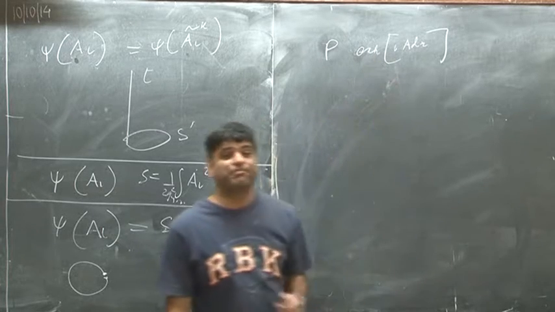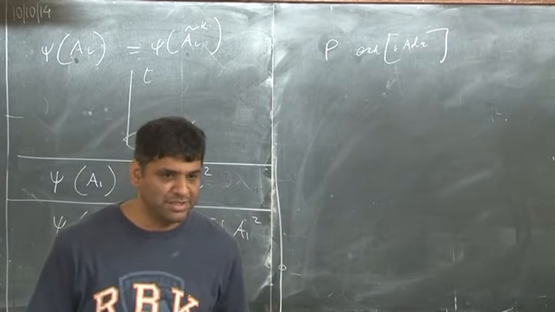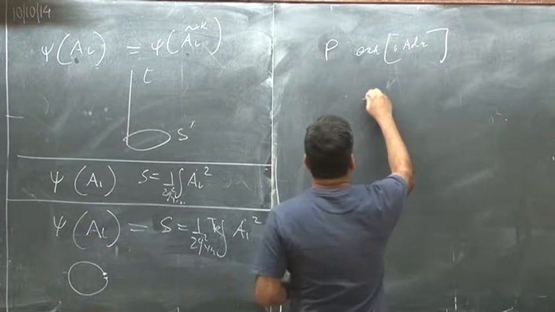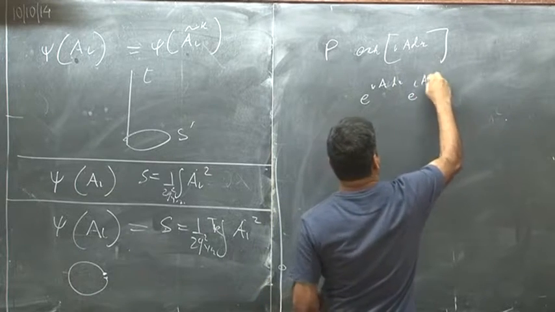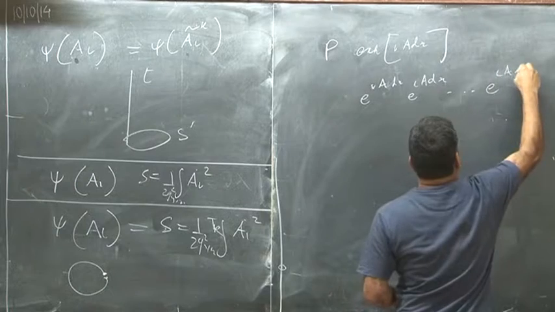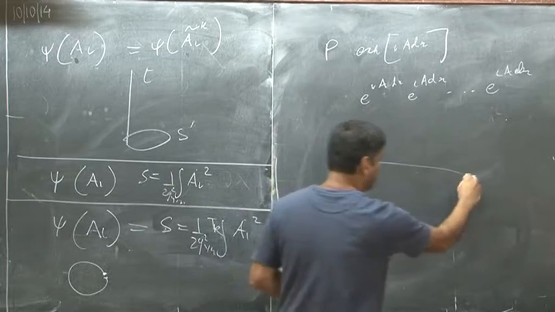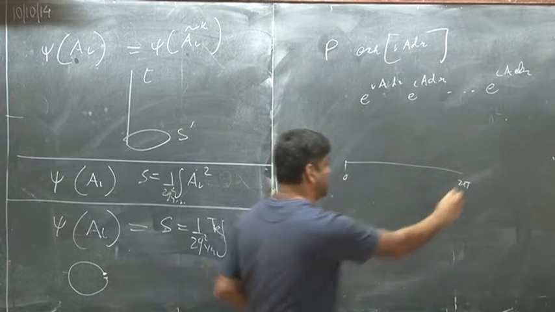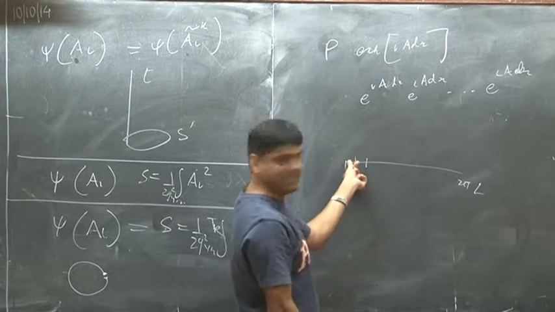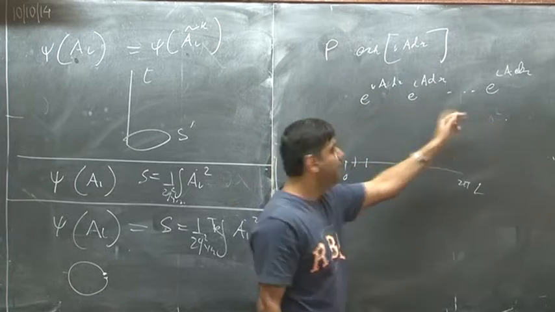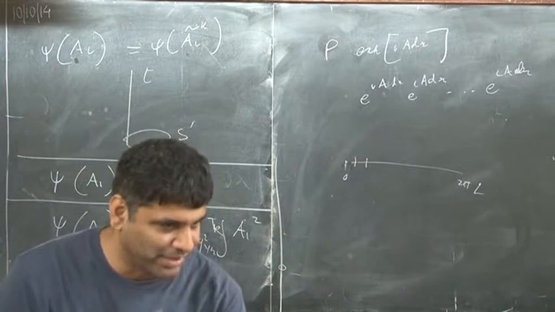Firstly, I have to tell you what this path-ordered exponential means. If we were in an abelian theory, it would just be an ordinary exponential. In the non-abelian theory, what this means is the following: e to the power i A dx, e to the power i A dx. You break up the integral from 0 to, let's say, 2 pi L into little dx regions, and you multiply A at each point times dx like this. Because each of these are matrices, they don't commute.